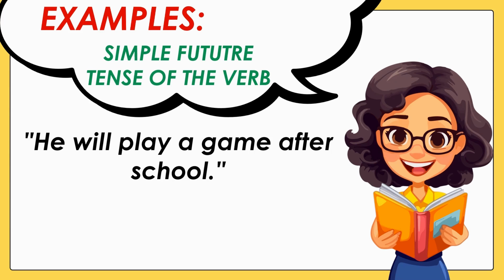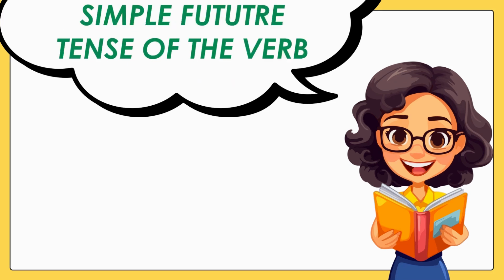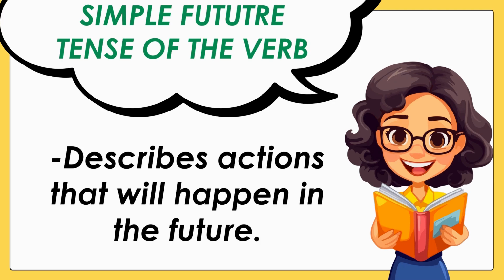Next, third example, he will play a game after school. He is the subject. Will play is the verb. Will play indicates that he plans to play a game in the future after school. So when we say simple future tense of the verb, it describes actions that will happen in the future.